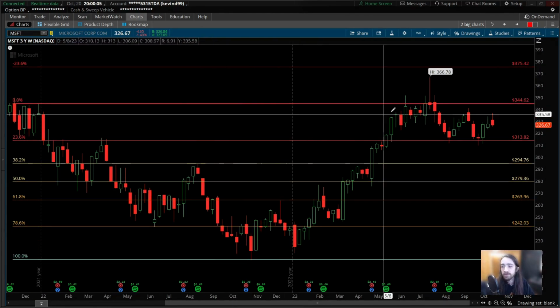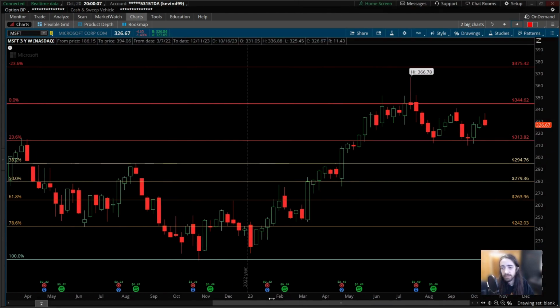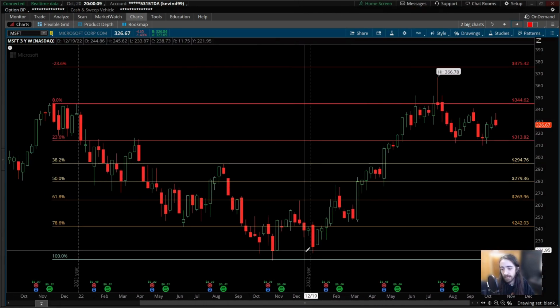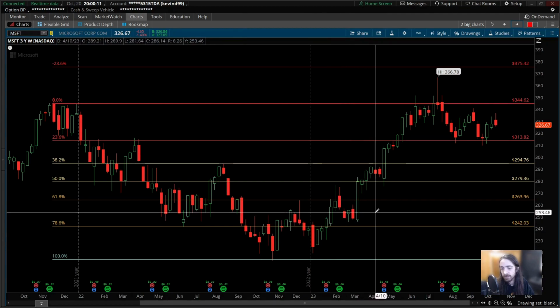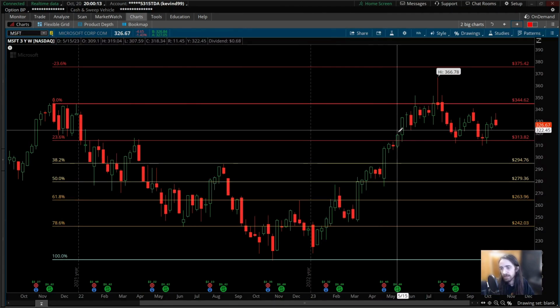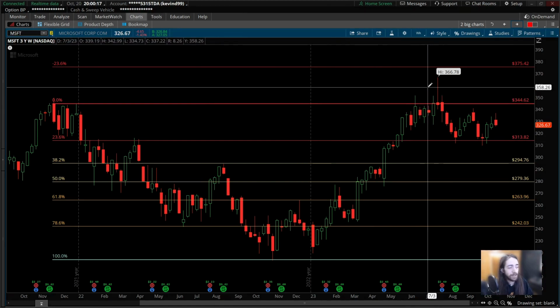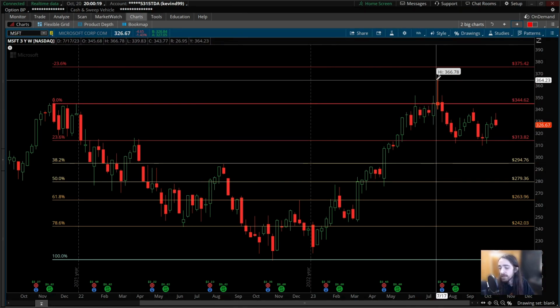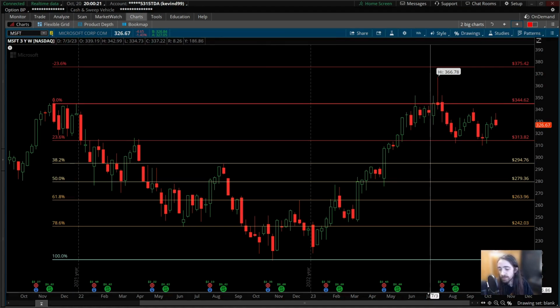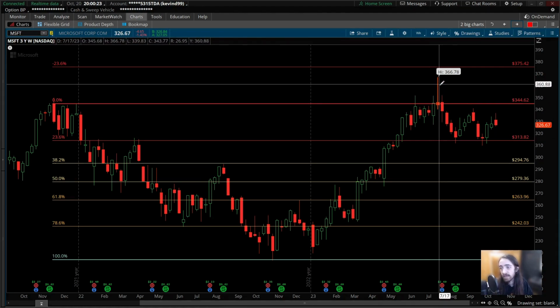So as we do see on the weekly, we were making all of these higher lows, higher low, higher low, higher high, higher high, higher high. We had a really nice smooth bull trend over this past year so far. However, starting around, what was this, about July, August, we had a bit of a turnaround.